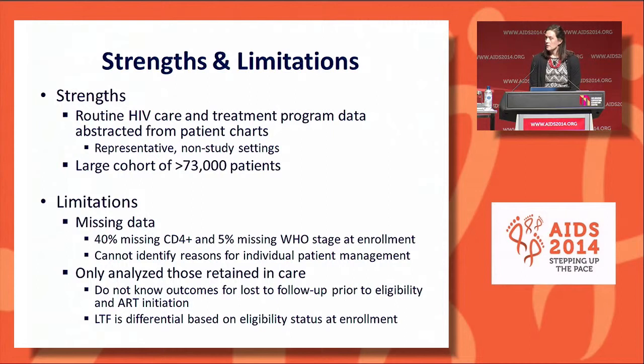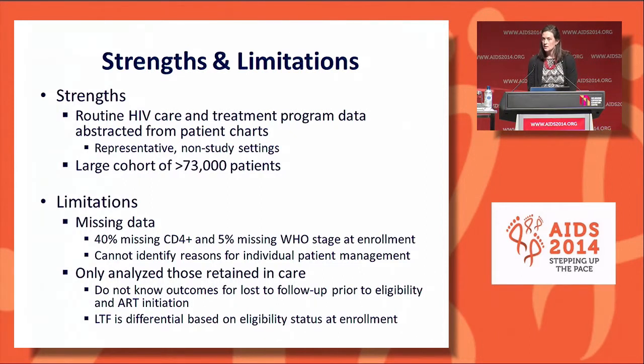The major strength of our analysis is the use of routine HIV care and treatment program data. These data were not collected in the context of a study, they were collected as part of routine care, and so they're highly representative of the care that patients were receiving. We also have a large cohort of over 73,000 adult patients.